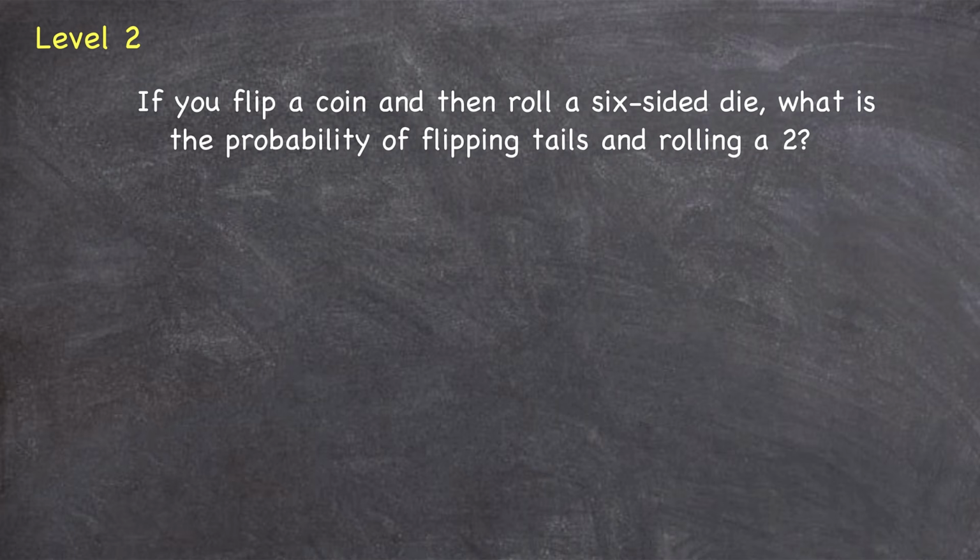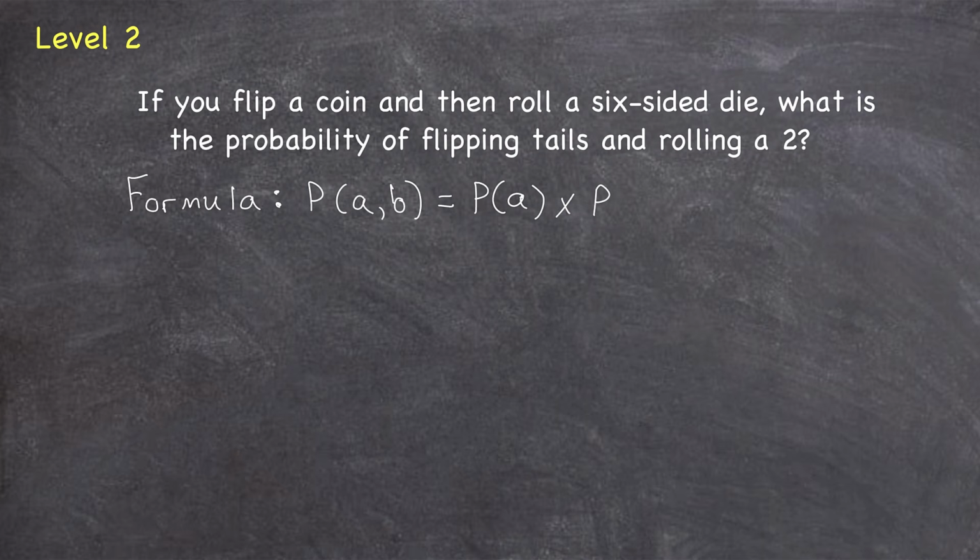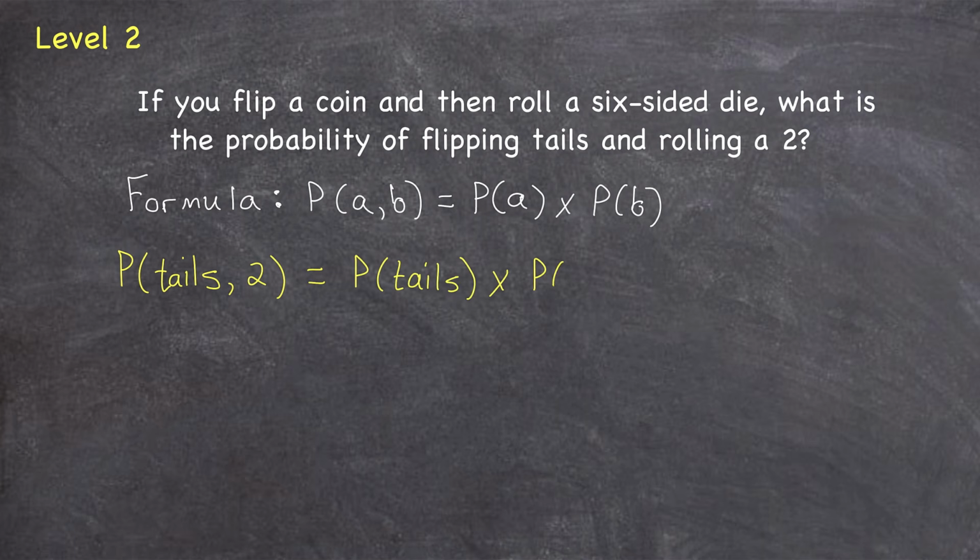So the formula we'll use, if you want the probability of event A happening and then event B happening, because the events are independent, you just do the probability of event A happening and then multiply that by the probability of event B happening. In probability, it's usually safe to associate "and" with multiplication. So for this question, we want the probability of flipping tails and then rolling a 2. So I'll need to multiply the probability of flipping tails with the probability of rolling a 2.